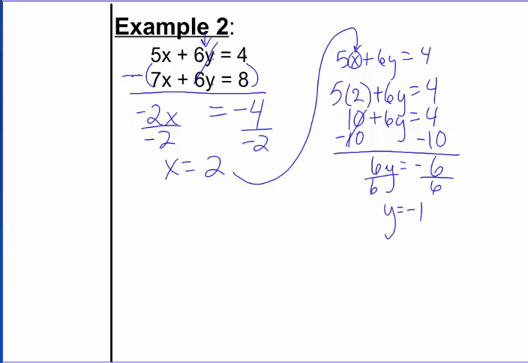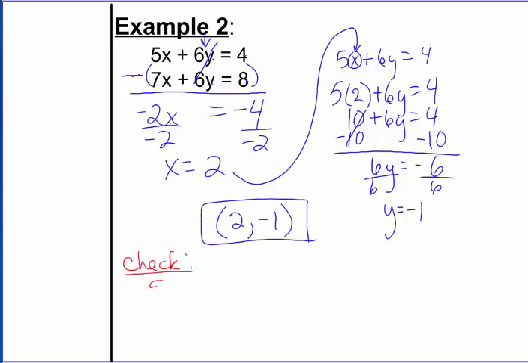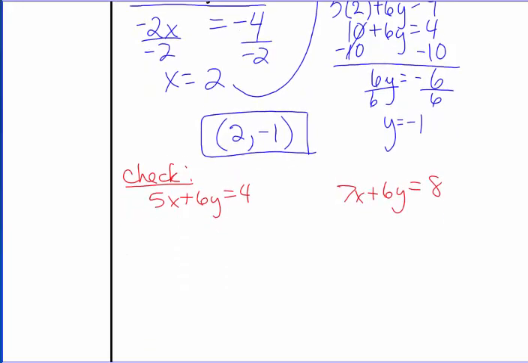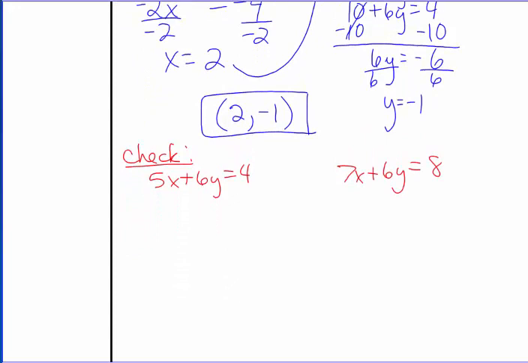Again, be careful with your positives and negatives. So your final answer here is 2, negative 1. Okay, a real quick check. We have 5x plus 6y equals 4. Our other equation is 7x plus 6y equals 8. And we're going to check that our value works. Remember, that's the x value, that's the y value, so we're going to plug them in. 5 times x, which is 2. 6 times y, which is negative 1.